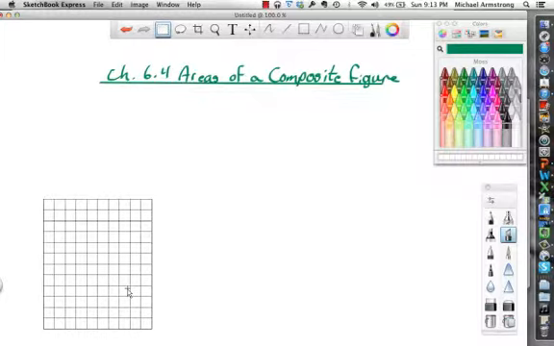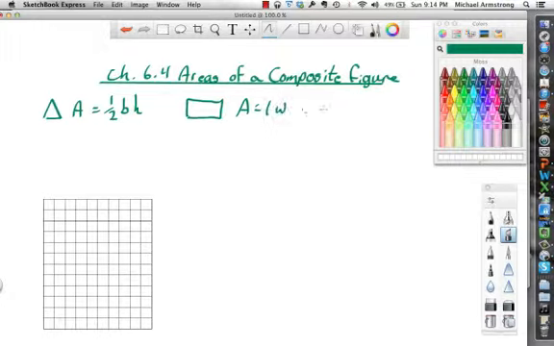And you have to know a couple of things. You need to know area of a triangle, and this is listed on page 263. Area of a triangle is 1/2 times base times height. Area of a rectangle equals base times height, or just length times width. This is L times W.